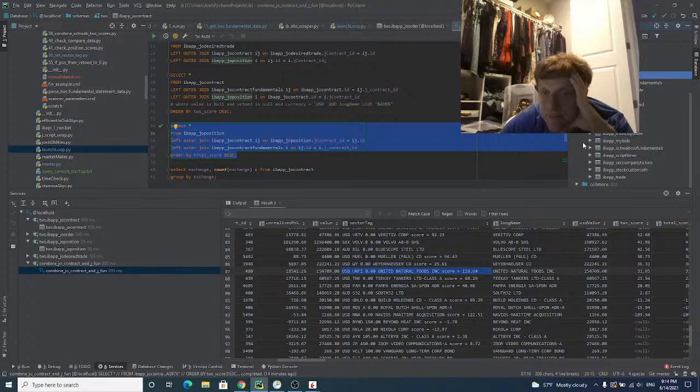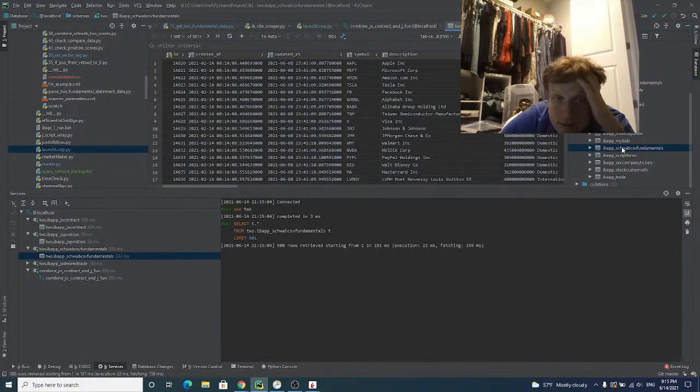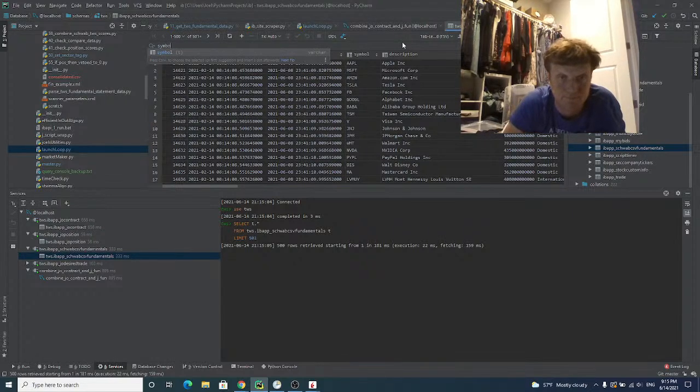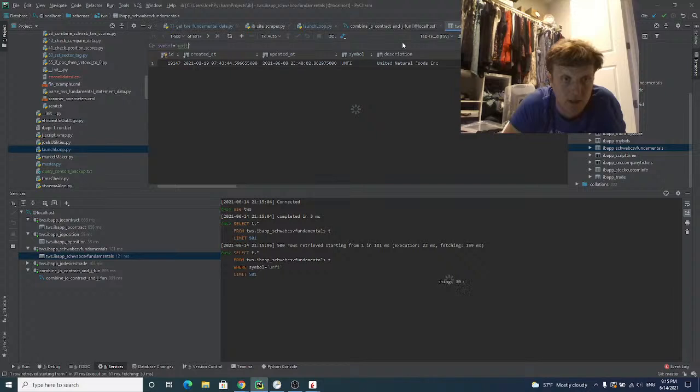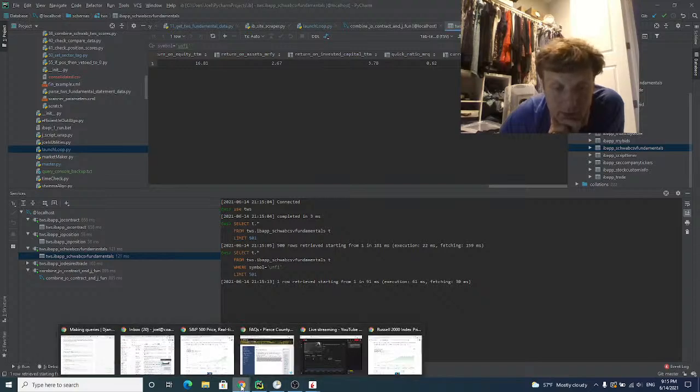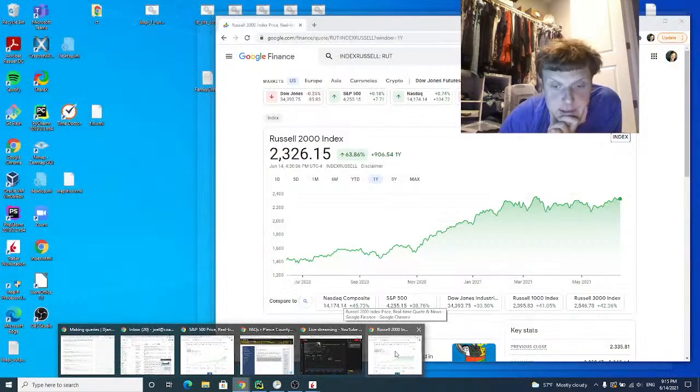Okay. Schwab fundamentals, is this it? I believe so, yes. I think that's the stock symbol for United Natural Foods. And the score is a 102. Okay, so that is why I put my trust and belief in TWS over Schwab usually. We can do a double check though. It never hurts.